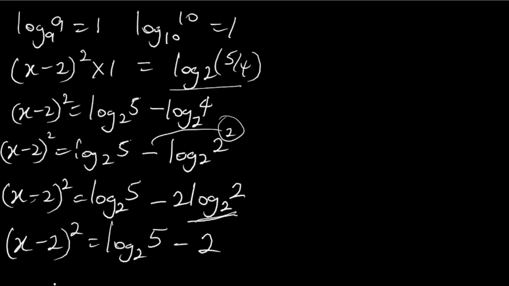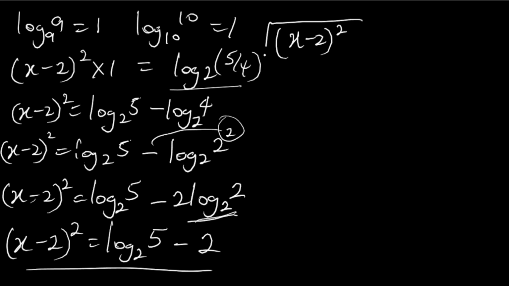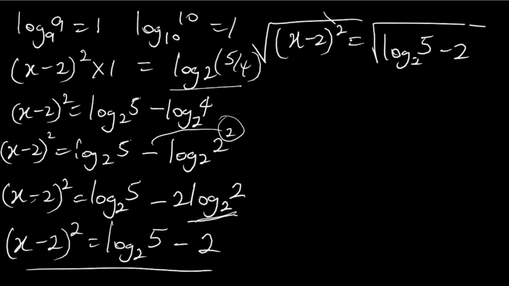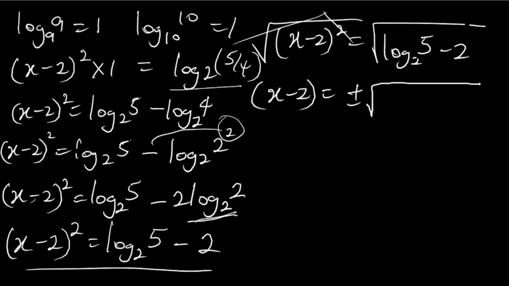Now looking at this, what do we have to do? We are looking for the value of x, so we need to take the square root of both sides so that we can easily find the value of x. So this is x minus 2 all squared. Taking the square root will automatically remove the square, which will be equal to the square root of log 5 base 2 minus 2. Now the square cancels with the square root. That is, we have x minus 2 being equal to plus or minus the square root of log 5 base 2 minus 2.